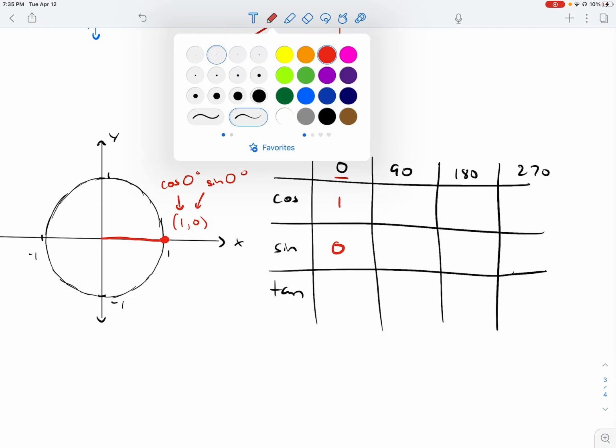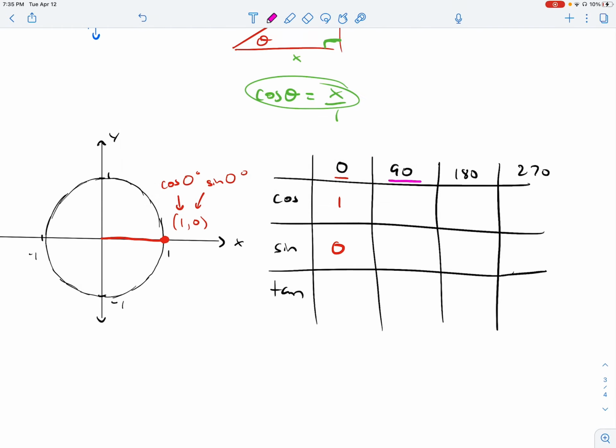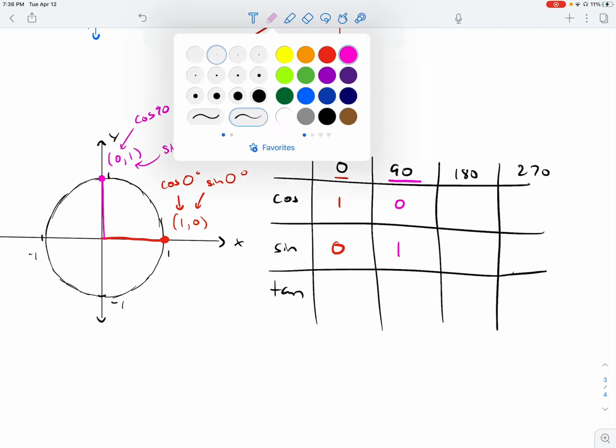Okay. Let's do the next one in pink. So what if our arm was at 90 up here? Well, what's this ordered pair? Well, it's 0, 1. The 0 represents cos of 90, and the y value is sine of 90. So cos of 90 is 0, sine of 90 is positive 1. We're going to do the tans last.